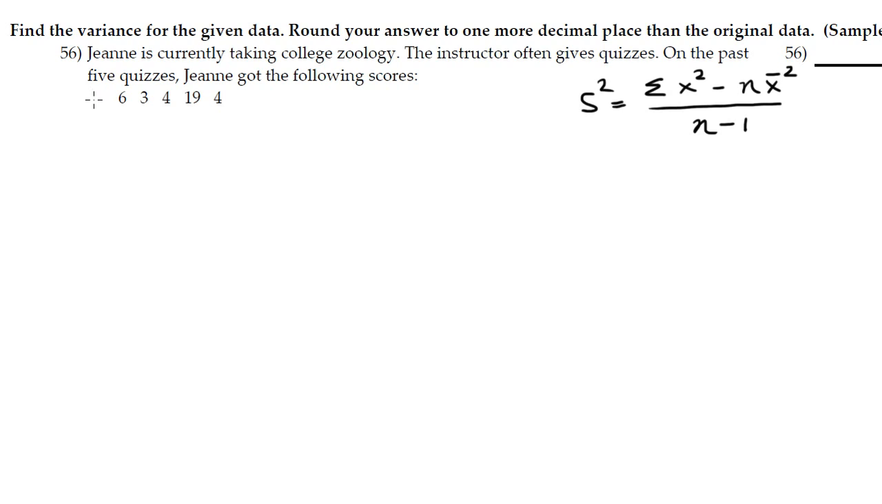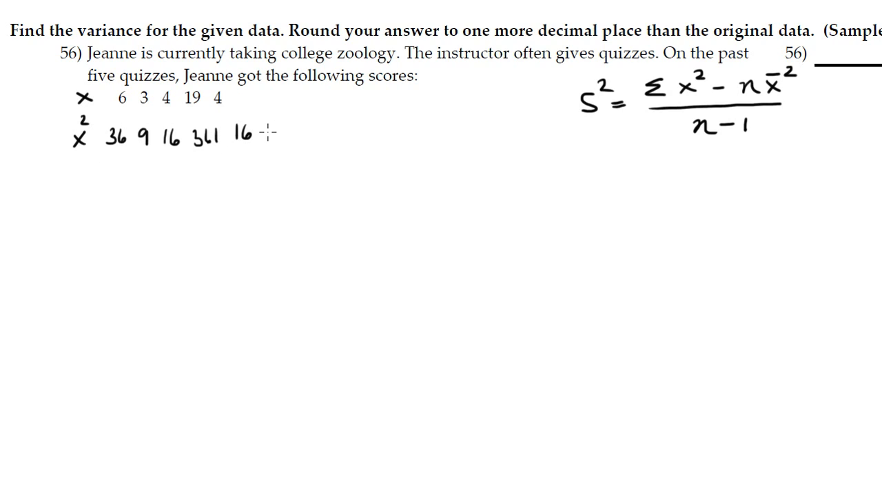So here are my x values. 6, 3, 4, 19, 4. Those are my x values. So let's square each of these. Let's get the x squareds. 6 squared is 36. 3 squared is 9. 4 squared is 16. 19 squared is 361. And 4 squared is 16.